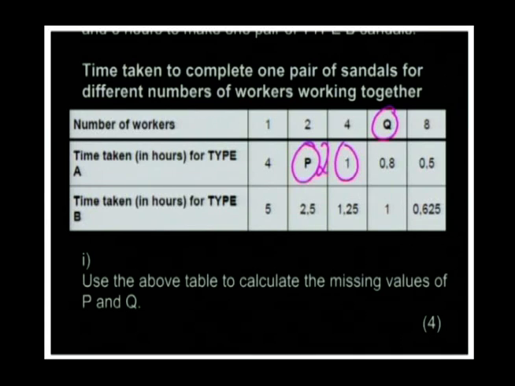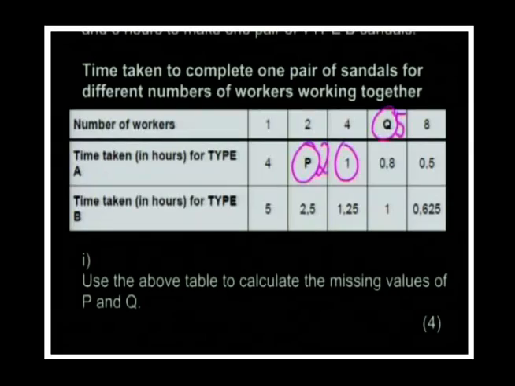Now, 4 divided by what gives me 0.8? In other words, 0.8 times what is going to give me 4? And it's going to work out to being 5. 5 people are going to take 0.8 hours, and we'll worry about how many minutes that is later on, but 5 people are going to take 0.8 hours to make that sandal. 8 people are going to take 0.5 hours, in other words, half an hour to make 1 sandal.